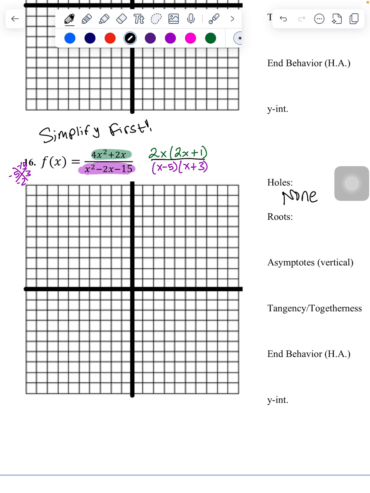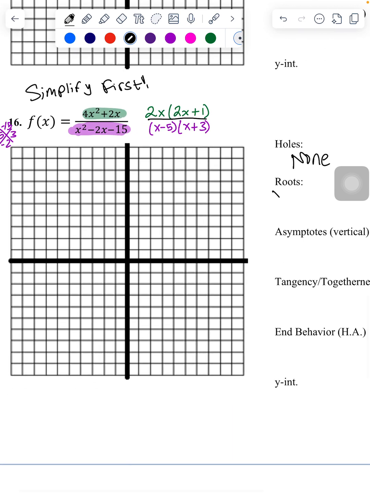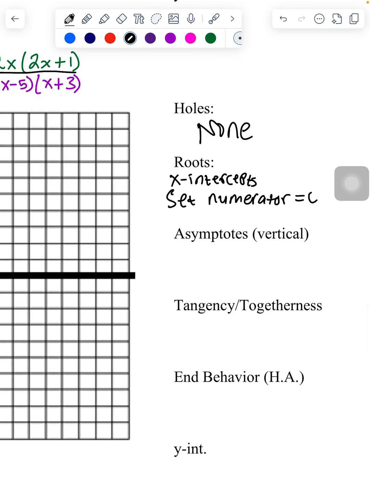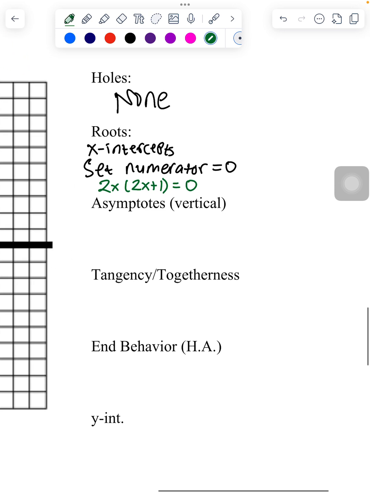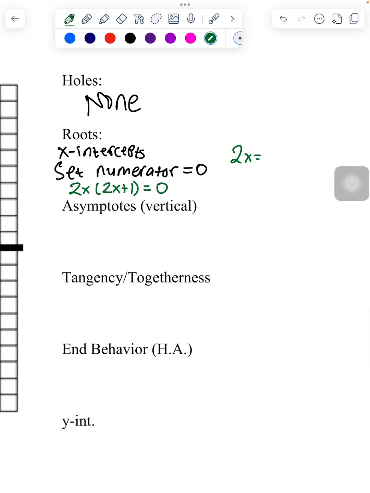Now, roots. How we find our roots. Our roots, again, if you forgot, are our x-intercepts. And that is when our graph would equal 0. So I'm going to set my numerator equal to 0. So then I have 2x times 2x plus 1 equals 0. If I were to solve that out, I'd have 2x equals 0 and 2x plus 1 equals 0. The reason why I have those two pieces equal to 0 is because I want to see where I can turn this whole entire thing into 0.